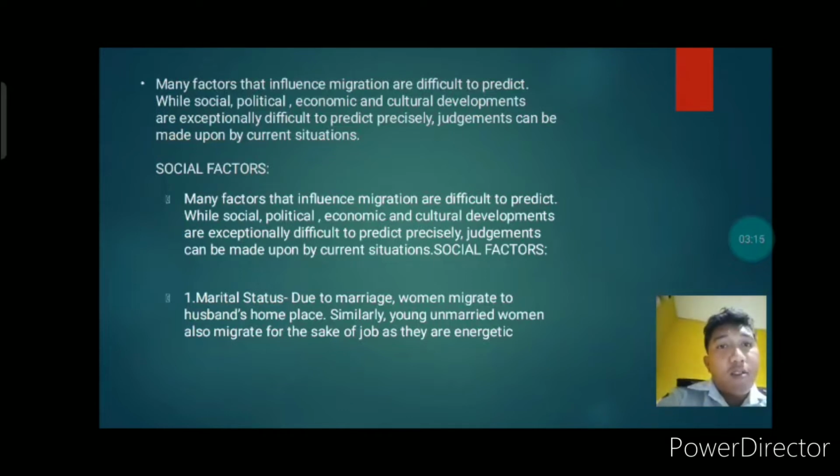Social factors. Number 1. Marital status. Due to marriage, women migrate to their husband's home place. Similarly, young unmarried women also migrate for the sake of a job as they are energetic.